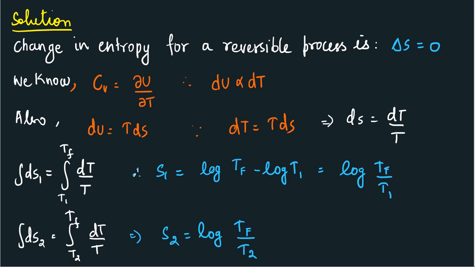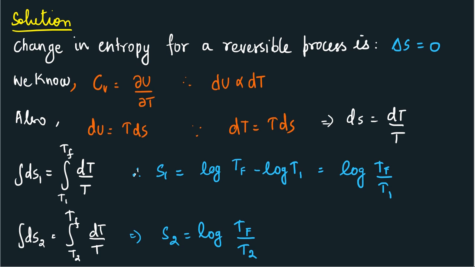For one body, you'll have T1 as the initial temperature and Tf as the final temperature, and for the other body, you'll have T2 as the initial temperature and Tf as the final temperature. So the one thing you have to do is find Tf, which should be common. Now we know that it is a reversible process, the Carnot engine, so you are going to start with that.